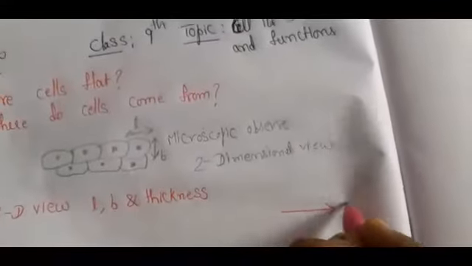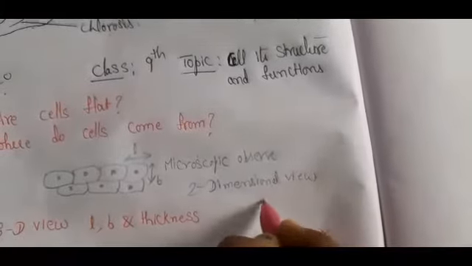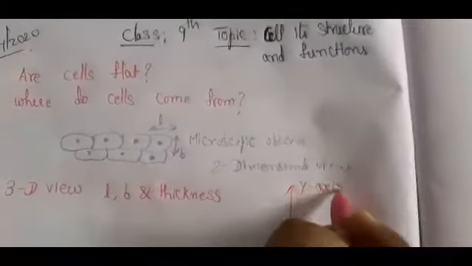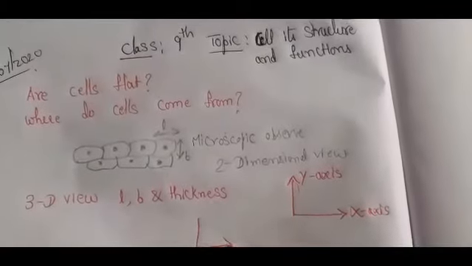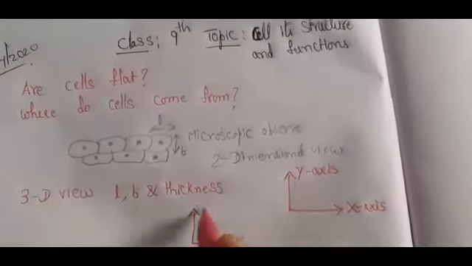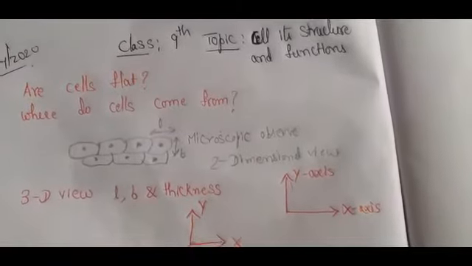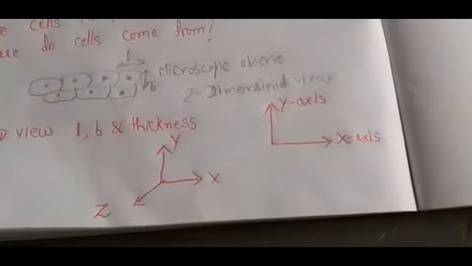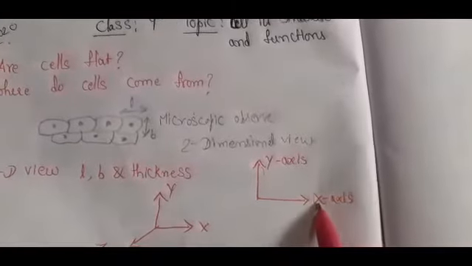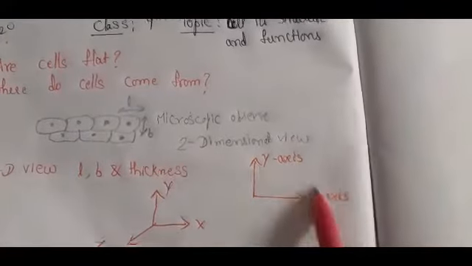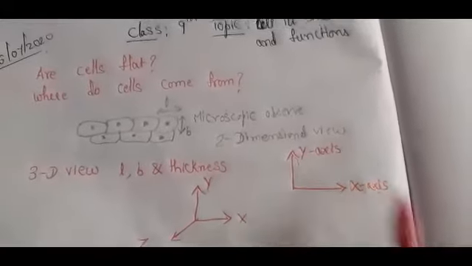If I say x-axis, as you have studied in maths, and this is the y-axis, under the microscope you are seeing only the x-axis and y-axis, whereas in reality you will see the x-axis, y-axis and also the z-axis for a cell. So a cell has 3 dimensions, 1, 2, 3 dimensions, whereas under the microscope a cell has only two dimensions, the x-axis view and the y-axis view. Okay.